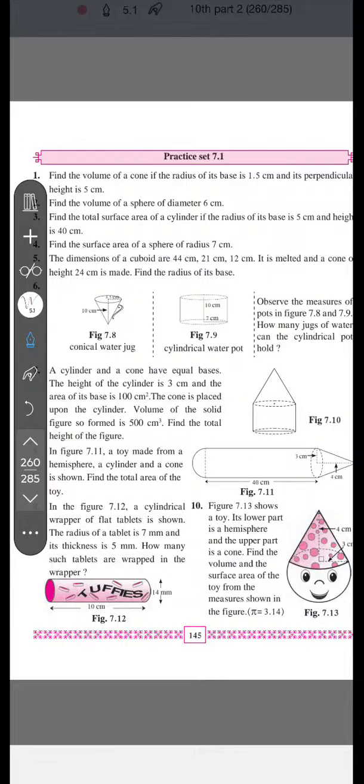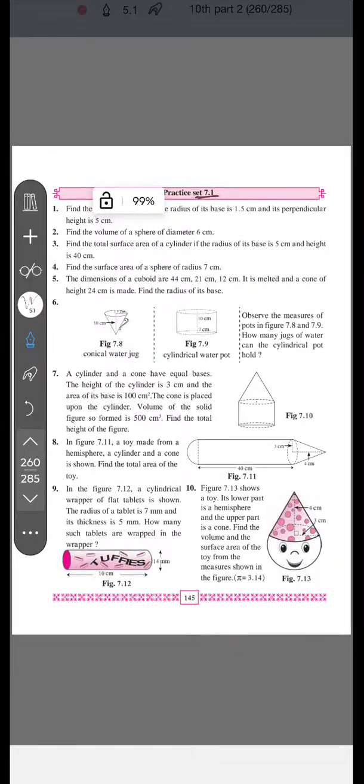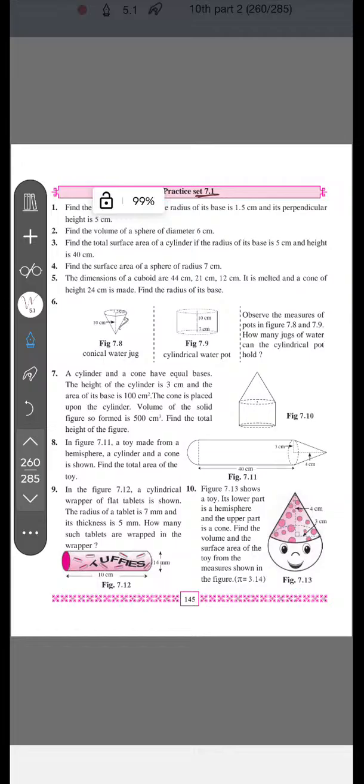Sure. Practice set 7.1. Find the volume of a cone if the radius of its base is 1.5 centimeter and its perpendicular height is 5 centimeter. Its perpendicular height is what? 5 centimeter. And that question has been asked. Yes, number 6 question. Okay, I will start with the number 6 question.